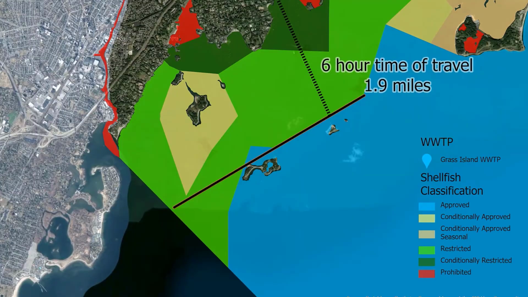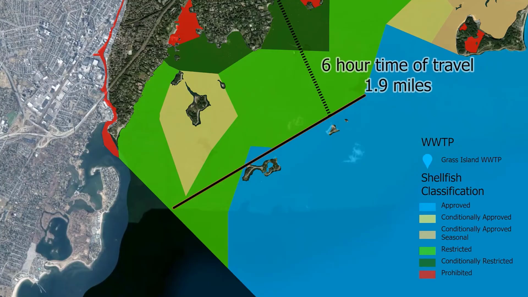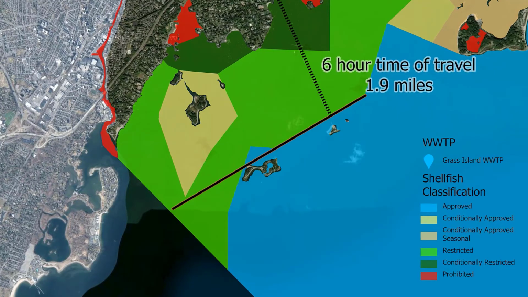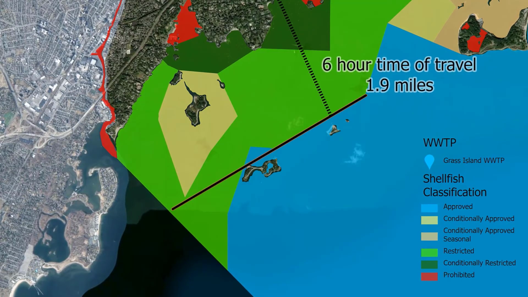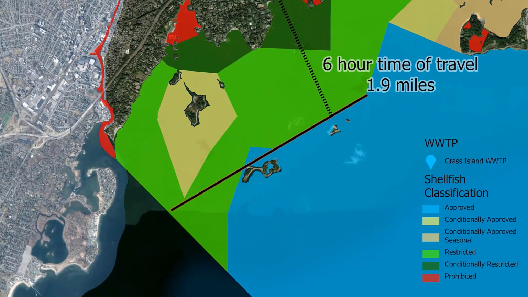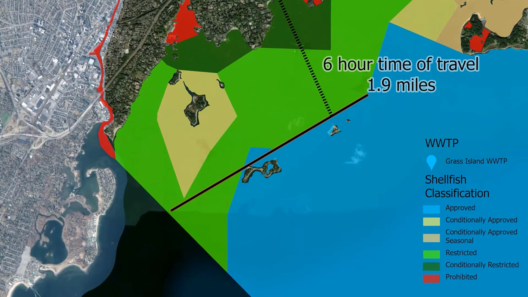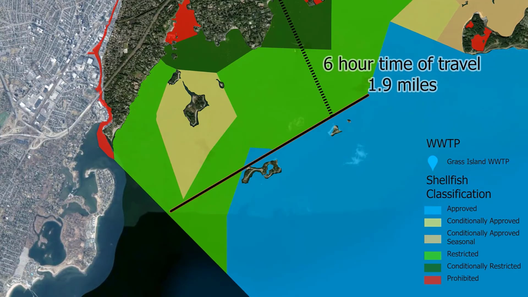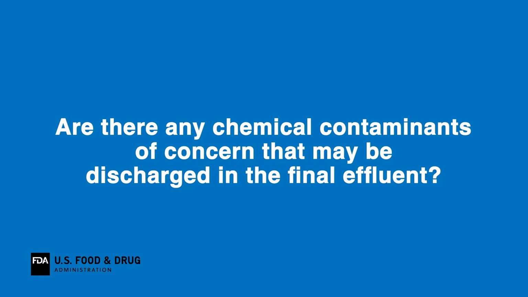We technically have 2 hours to report any exceedances, but we would generally get a call out to the shellfish authority within minutes. As you noted earlier, the time of travel from here to the approved harvest area is about 6 hours, so that would allow the shellfish authority to close any growing beds that needed to be closed because of the exceedance. Are there any chemical contaminants of concern that may be discharged in the final effluent? We don't have any known contaminants of concern in our effluent.